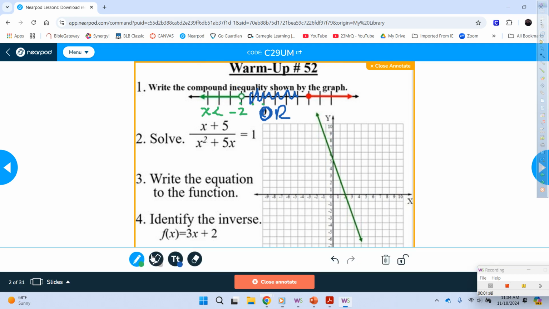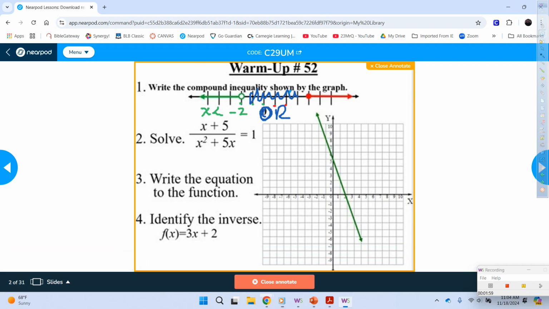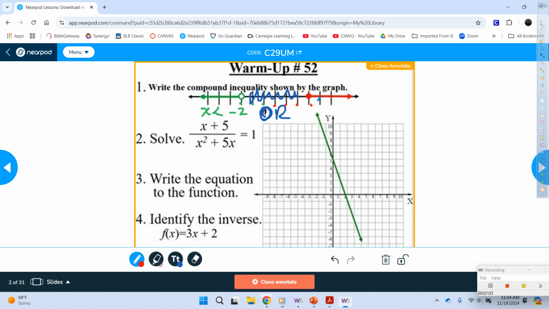Okay. How about the red one? Tell your neighbor the red one, guys. And then here's who's going to pass someone. The red inequality. All right, pass someone. Mario.